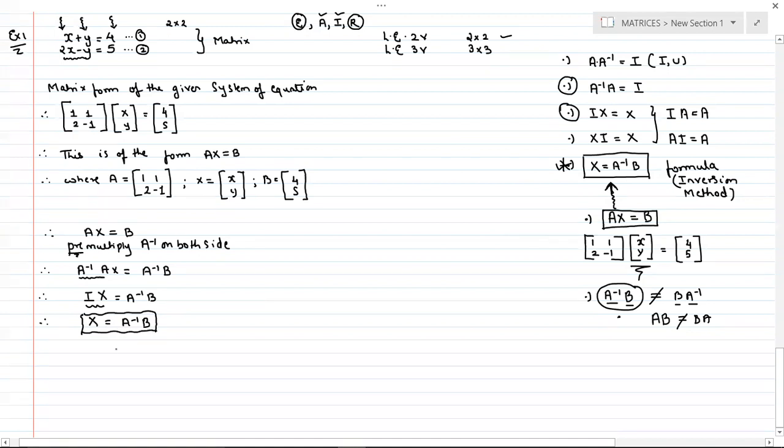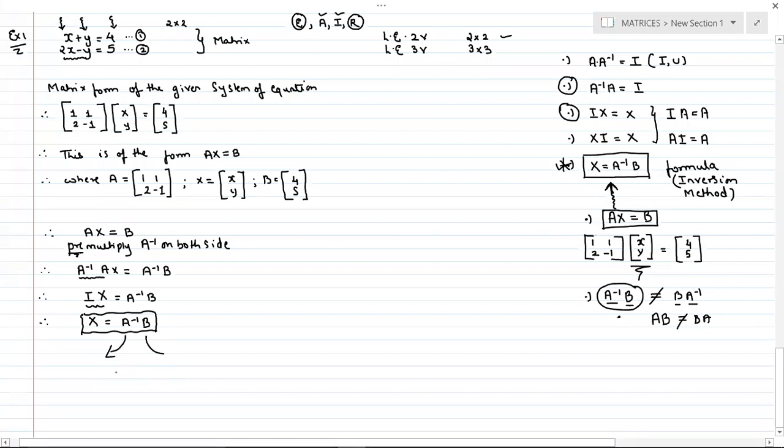So in short, if you want to find X, we require A inverse and B. As now we have the value of X also, that is X, Y. We have the value of B also, that is 4 and 5. Now simply we have to find A inverse. Without knowing A inverse, we cannot find the values of X and Y. Remember this. So now we'll see how to find A inverse here.